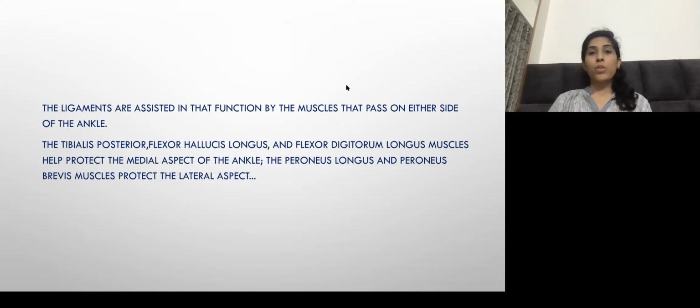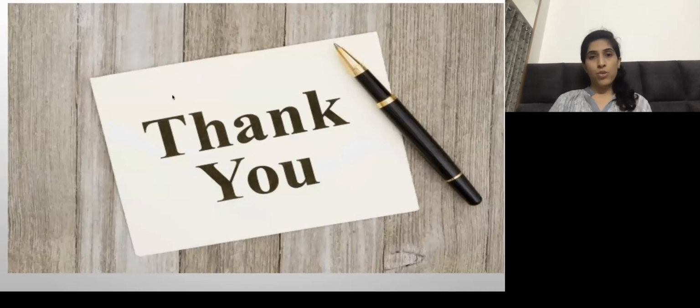The tibialis posterior, flexor hallucis longus, and flexor digitorum longus muscles all protect the medial side of the ankle, whereas the peroneus longus and peroneus brevis muscles protect the lateral aspect of the joint. So this is all about the talocrural joint.